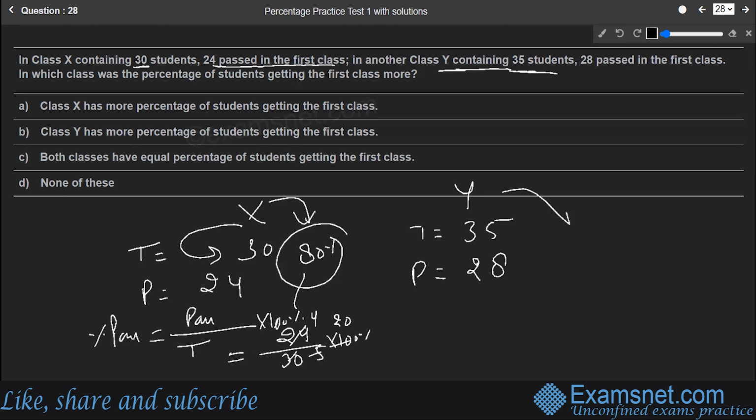Let us find out for Y. So ultimately, the pass number, pass people, are 28. Total students are 35 into 100%. That's what is going to be the passing percentage for the case of Y. Okay, let us cut it.